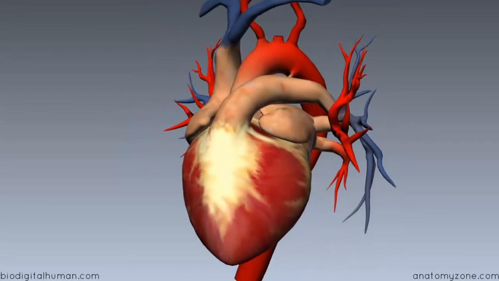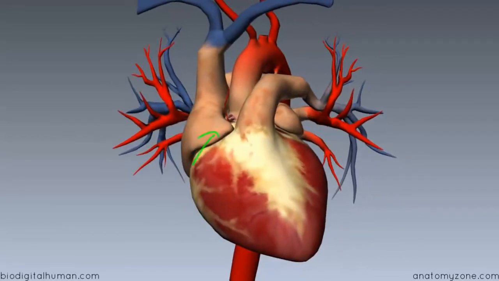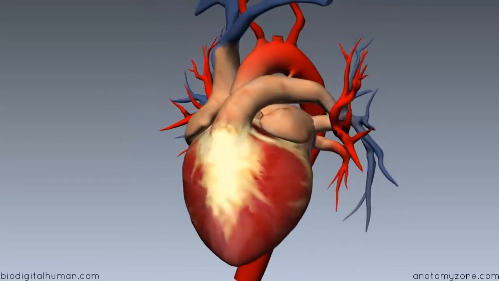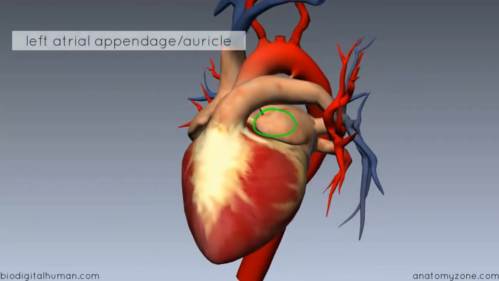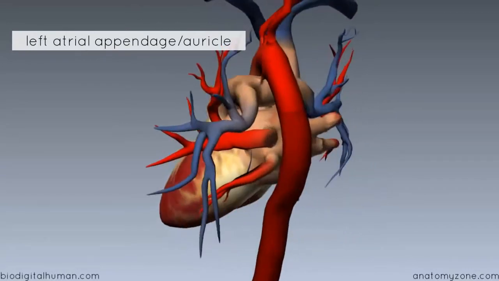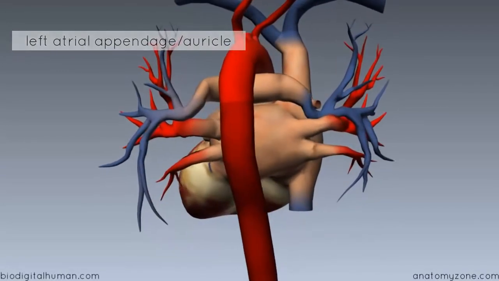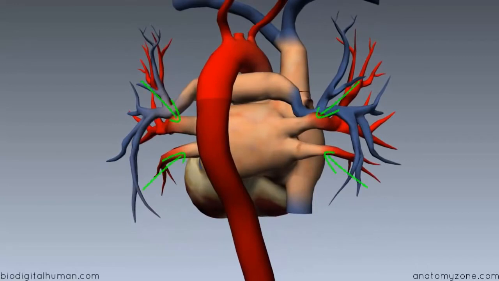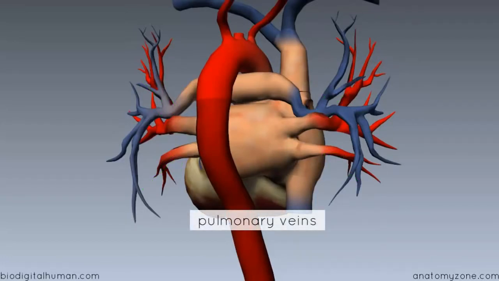So the left atrium, externally you can see this appendage here. Just like on the right side you've got the right atrial appendage, or auricle, you've got the same on the left side. So you've got this left atrial appendage. And then if I rotate the model round posteriorly, you can see these four veins entering into the left atrium. These are the pulmonary veins, and they carry oxygenated blood from the lungs back into the left side of the heart. The function of the left side of the heart is to pump oxygenated blood out to the rest of the body.